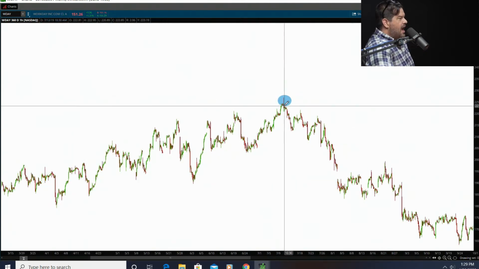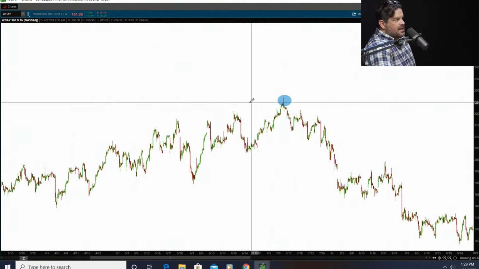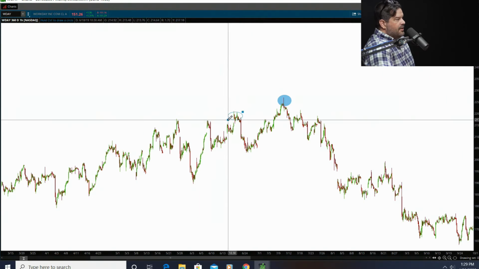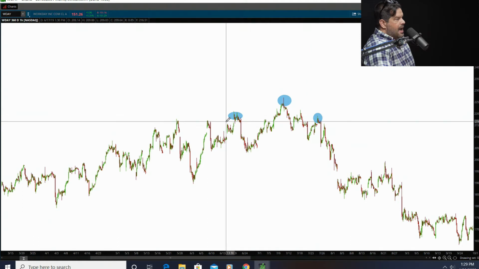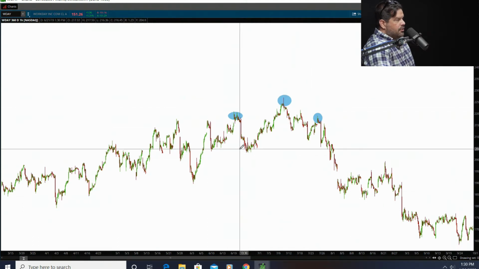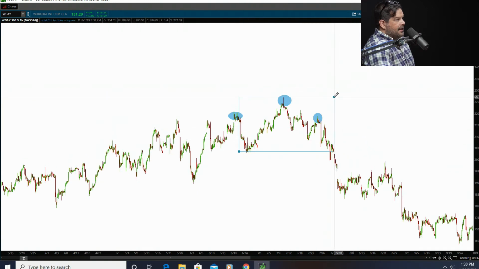You can see that we have the highest high right there, so of course that's going to be the head. If you come back, you'd see that we have the shoulder and the other shoulder on this side, and you now have a head and shoulders pattern. With that head and shoulders pattern, you can see that we broke the neckline right here, and what happened?